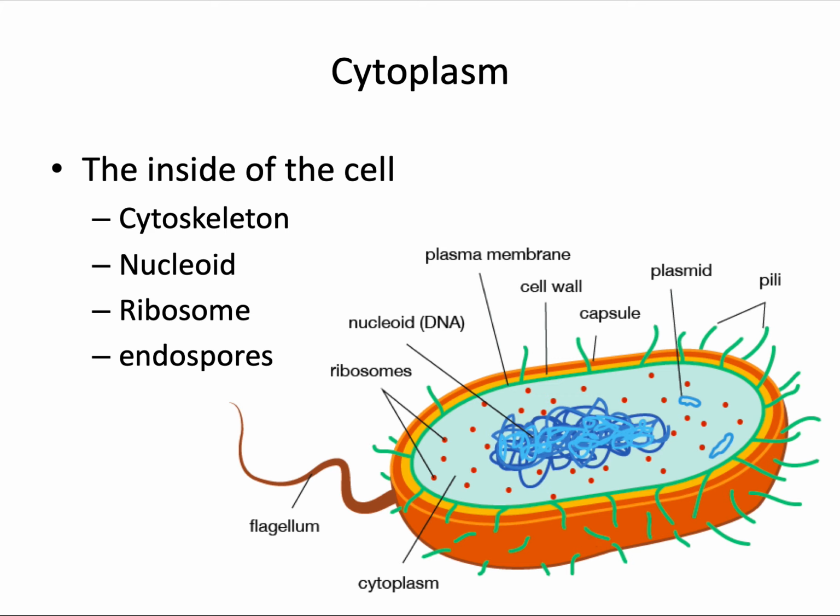You have the cytoplasm. The cytoplasm of prokaryotes contains about 80% water that is mixed with enzymes and lipids, so it's pretty thick. In the cytoplasm, we find a cytoskeleton, a nucleoid, ribosomes, and endospores. So I'm going to end the first part of the prokaryotes versus eukaryotes here, and the next lecture will begin again at cytoplasm and continue from there.